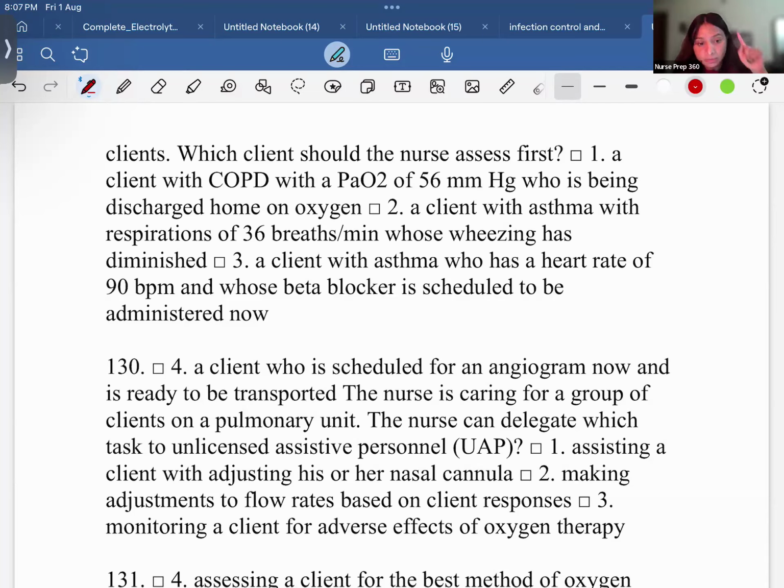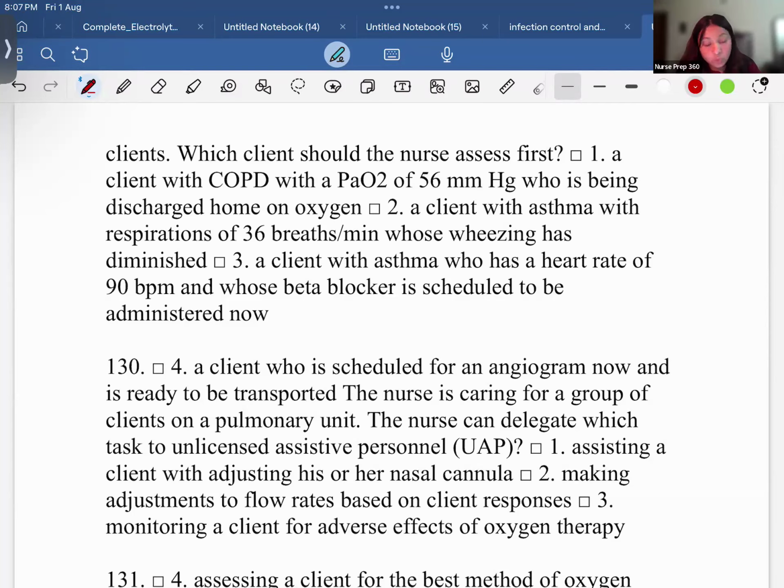Understood? This patient is stable because the patient is being discharged. Number 1, problem, but I'm giving the solution. Stable patient. Option number 3, asthma, heart rate 90, normal. Heart rate 90 is normal. Everybody knows heart rate is normal. And then beta blocker is scheduled. Now it's okay, normal. Okay. Next.